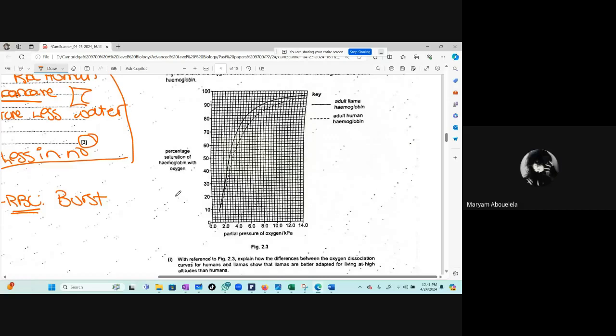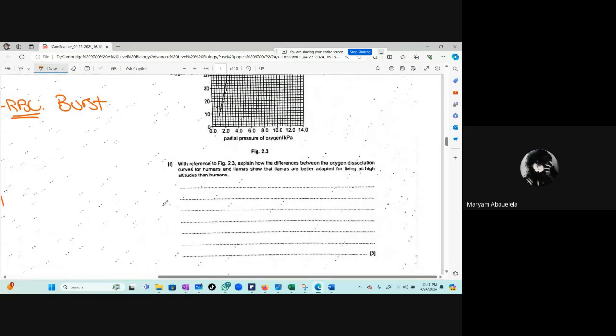Because as the partial pressure of oxygen increases, for both the human and the llama, the llama has a higher percentage saturation of hemoglobin with oxygen than the adult human. Therefore, the red blood cells have a higher affinity to oxygen and can carry more oxygen around their blood. Very good. Perfect. They have a higher affinity to oxygen. So llamas' red blood cells have a higher affinity to oxygen. This means that they carry more oxygen at the same partial pressure than humans, just like Mariam said.